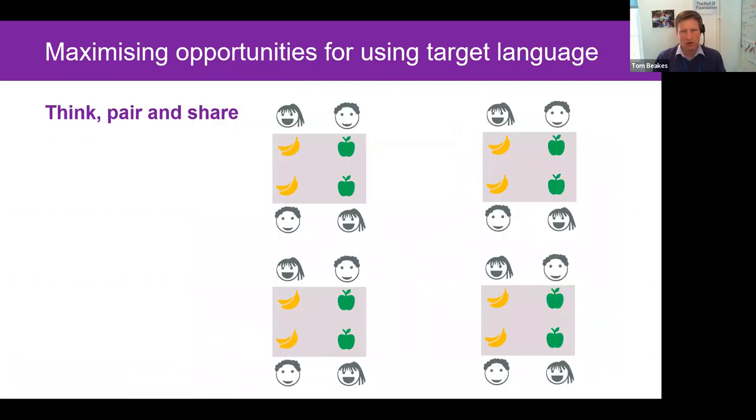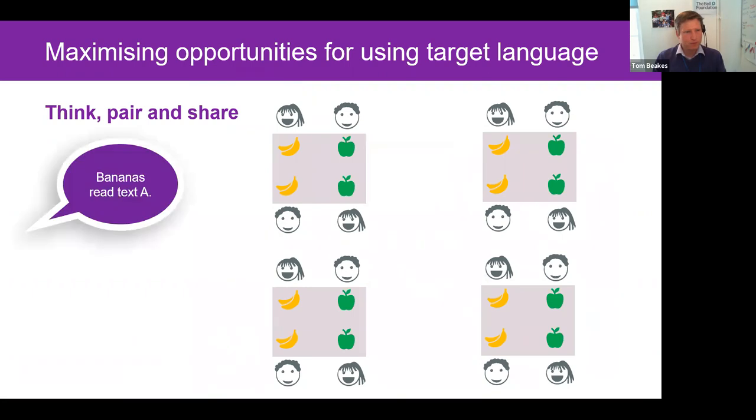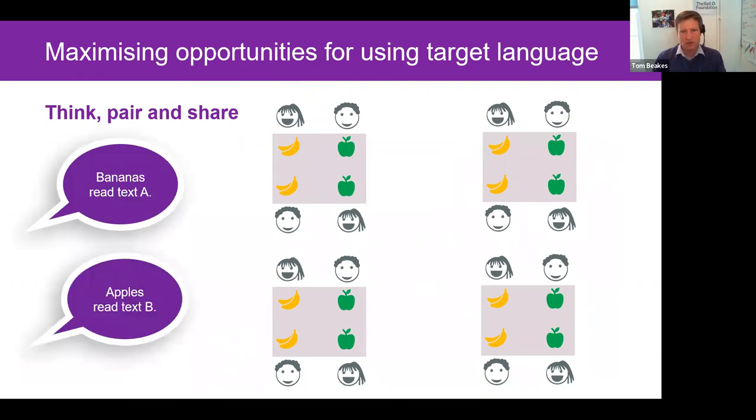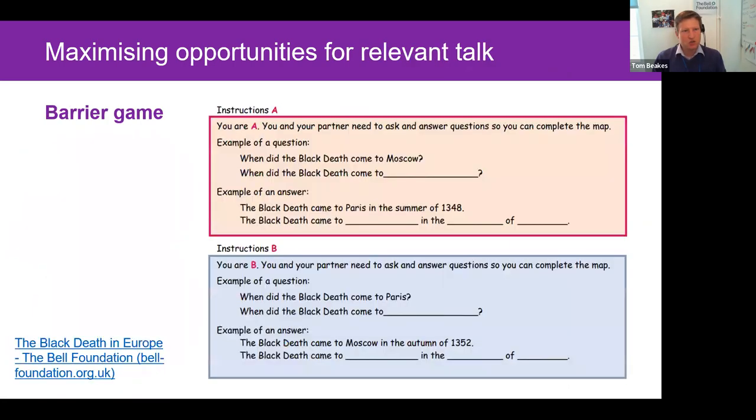And again, we can bring in our classroom management setting here. So bananas can read text A, apples can read text B. And then this kind of activity can be set up very quickly if you have this kind of classroom management setup. Moving back to the activity then, in the resources given on the website, the students are given example questions with gap fills like this.